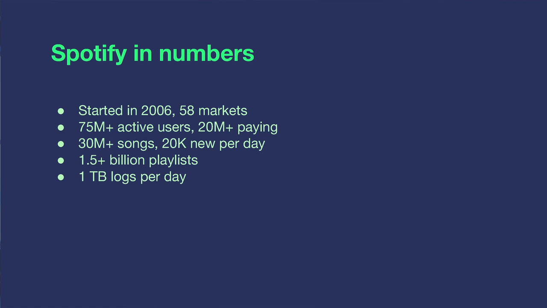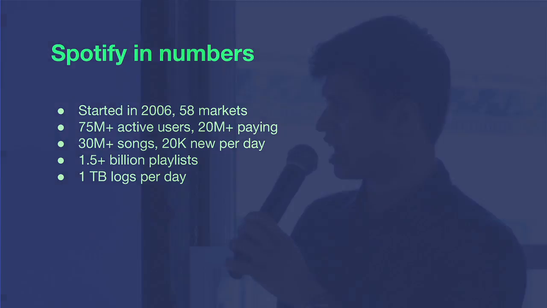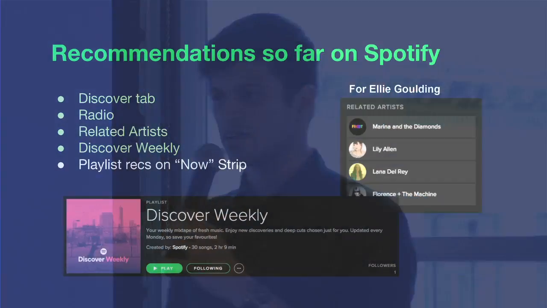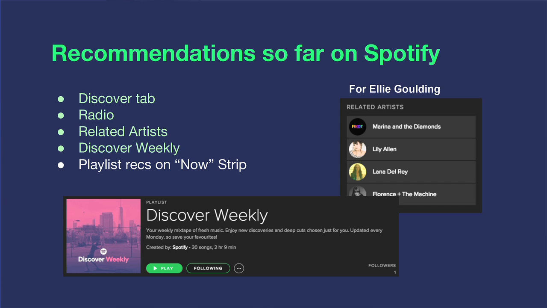Just to give you a sense of Spotify numbers, Spotify started in 2006, and we're available in 58 markets right now. We have over 75 million active users. 20 million of those are paying subscribers. We have a catalog of over 30 million songs, 20,000 added every day. We have 1.5 billion plus playlists, and a terabyte of logs are logged every day, at least more than that, I believe. So this just gives you an idea of the kind of scale we're operating at and the kind of challenges we might face going forward and making Spotify more awesome.